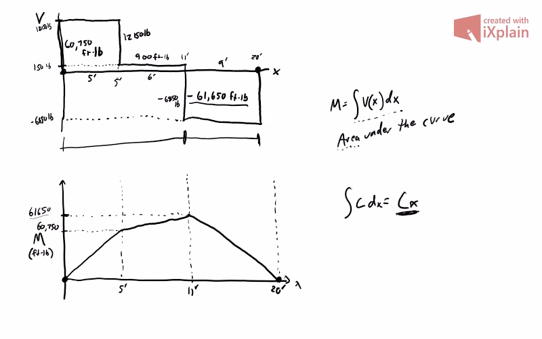So we're going to do a couple more examples like this. Shear is not always just straight horizontal lines. So sometimes you can end up with behavior for moment that's not just linear ups and linear downs. But this is your base starter example.